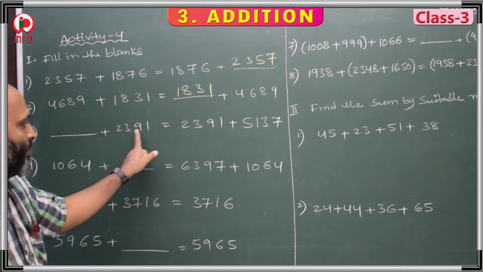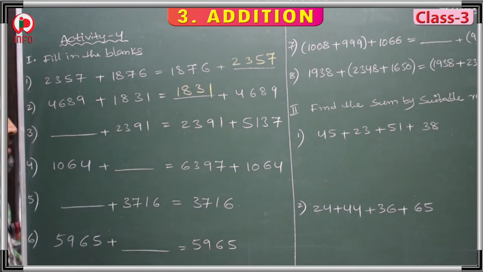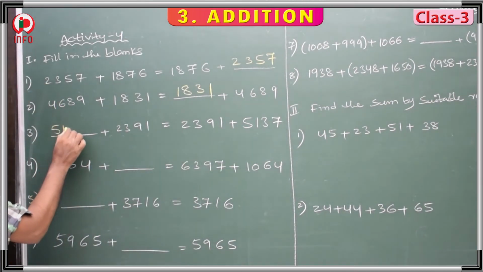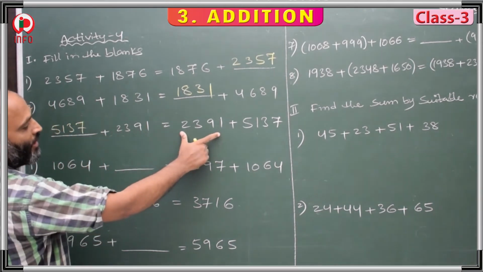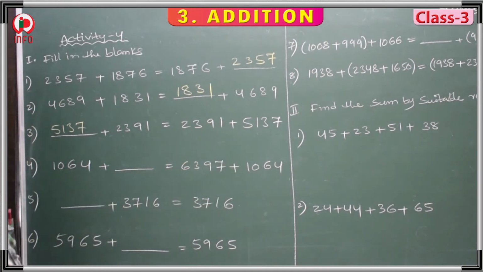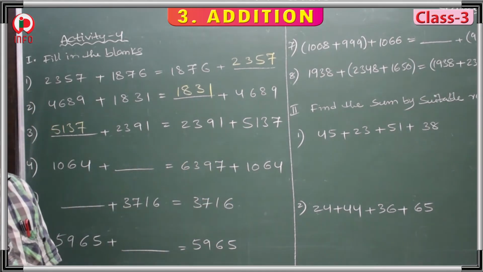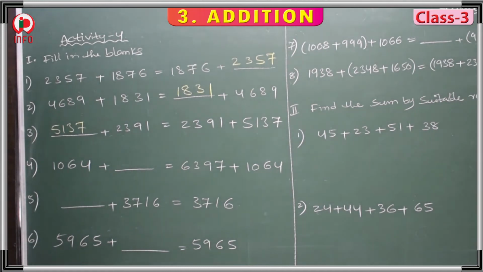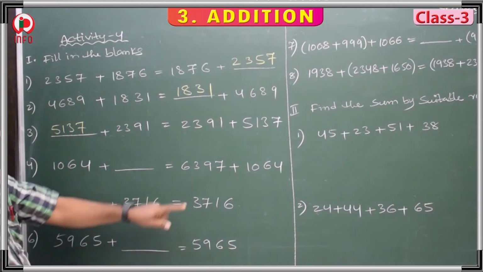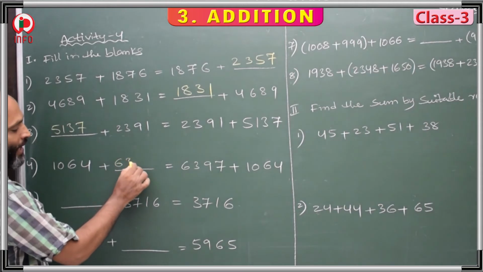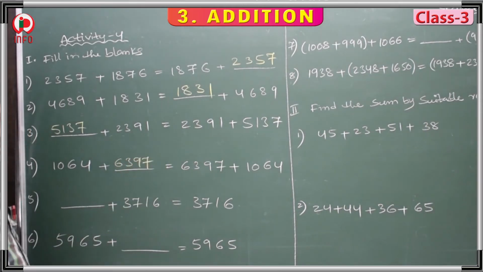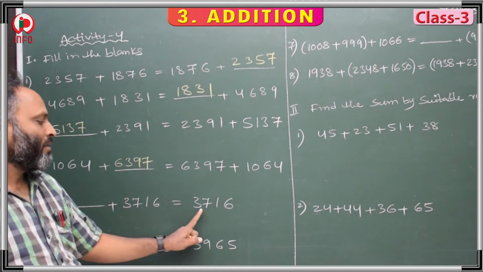2391 is there, 2391 is there. Missing 5137. We have to check what is here. Here it is there, here it is there, here it is not there. So 5137 we have to take. Then 1064, 1064 is there. Whatever is in the first addend here is missing, so we have to take it here as the second addend. Now here 3716 and also 3716.